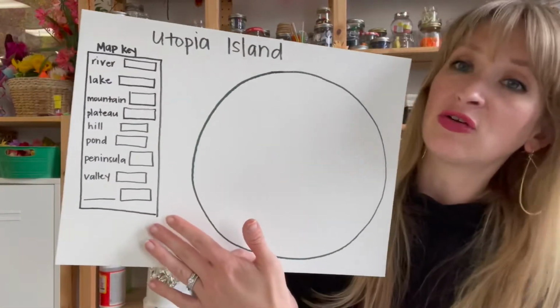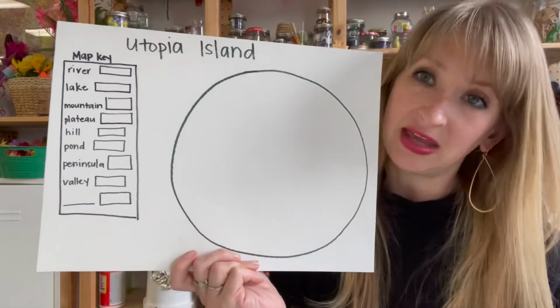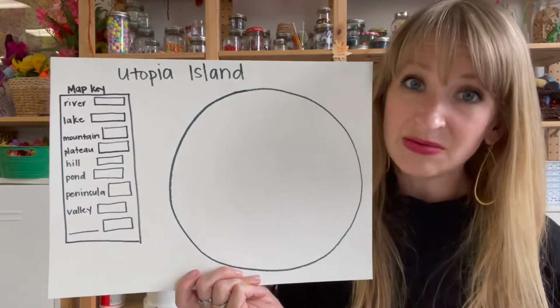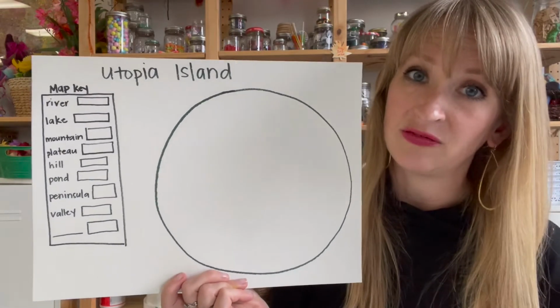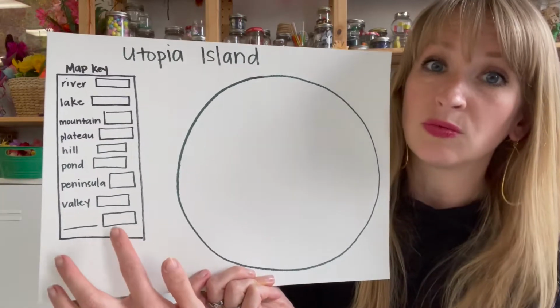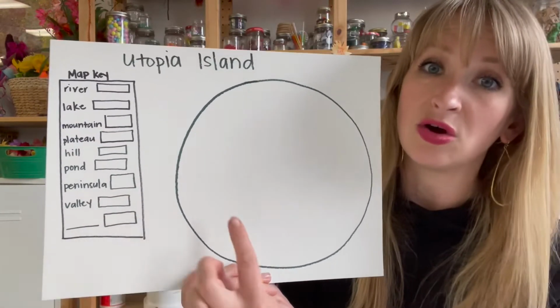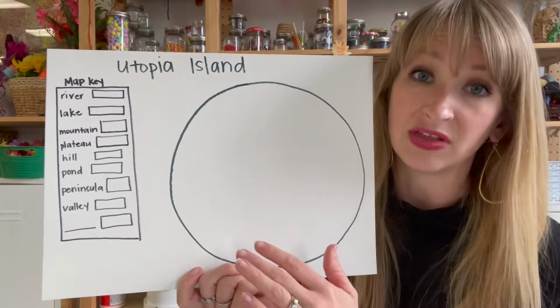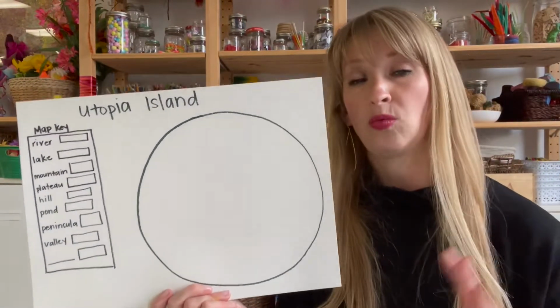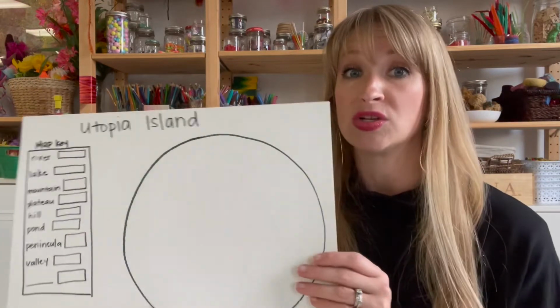And then this part of your graphic organizer is the map key. Now the map key is going to be really important because we'll be using symbols to identify the different landforms on your map. And in here in the boxes is where we'll put those symbols so that we know exactly what everything means.